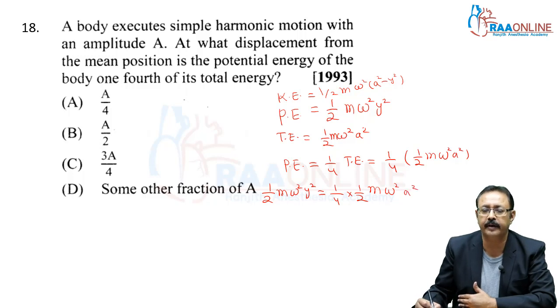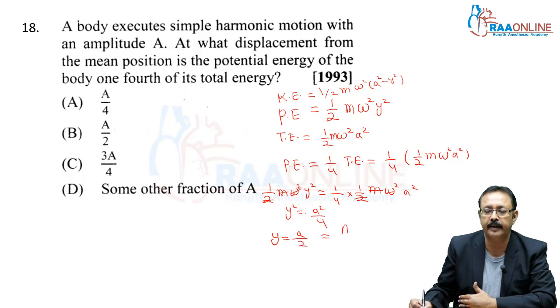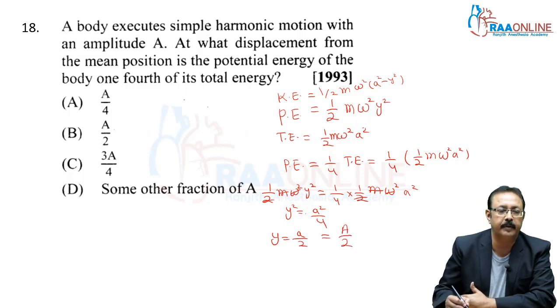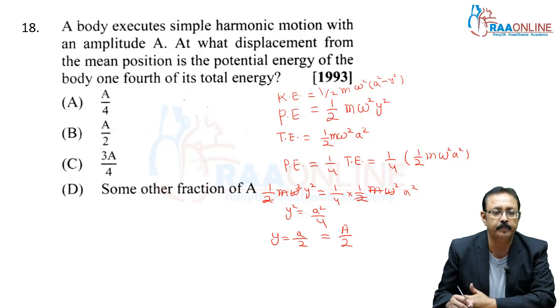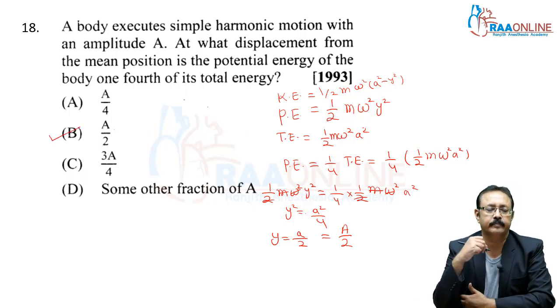So what we are getting? Cancel m, omega square and this 2. Y square is amplitude square by 4. So y should be A by 2. They have given A as capital A. So we will go with capital A by 2, means option B.